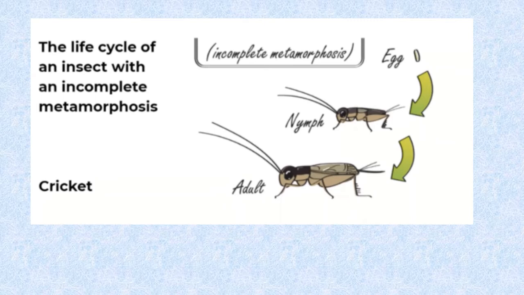And each time the nymph gets a bit bigger, it sheds its skin and it looks a bit more like the adult version. I don't think dragonflies look like the adult version at all, but that's because the nymph lives underwater. But something like a cricket does, and it looks a little bit like its adult version. And every time it sheds its skin, it slowly starts to look more and more like the adult. So it's an incomplete metamorphosis because it's not going through a full change like a caterpillar.